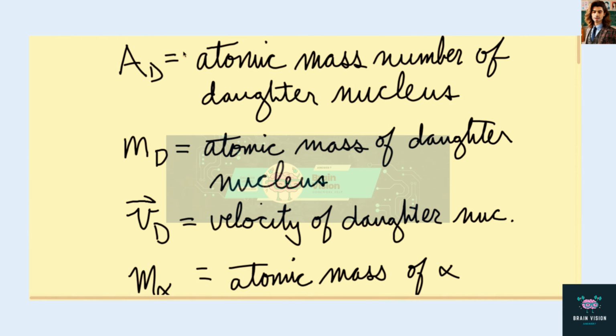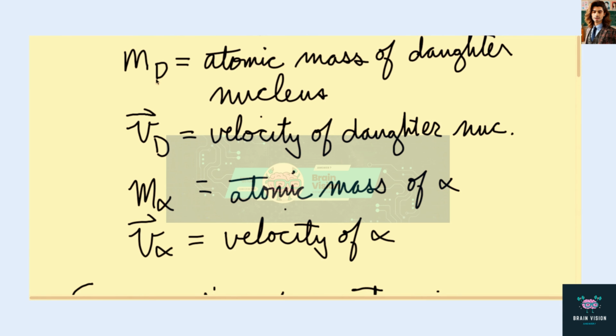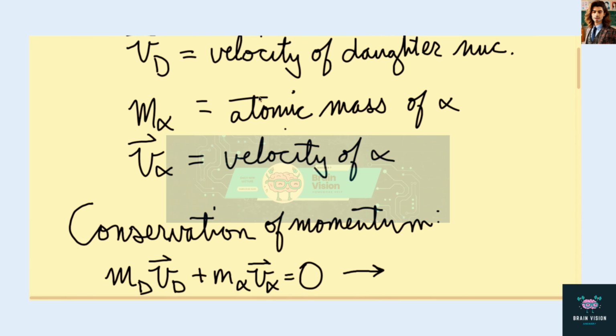As I just mentioned above, A sub D is the atomic mass number of the daughter nucleus. We'll call M sub D the atomic mass of the daughter nucleus in our derivation. Vector V sub D we're going to call the velocity of the daughter nucleus. And similarly, for the alpha particle, we have M sub alpha, which is the atomic mass of the alpha particle, and we have vector v sub alpha for the velocity of the alpha particle.